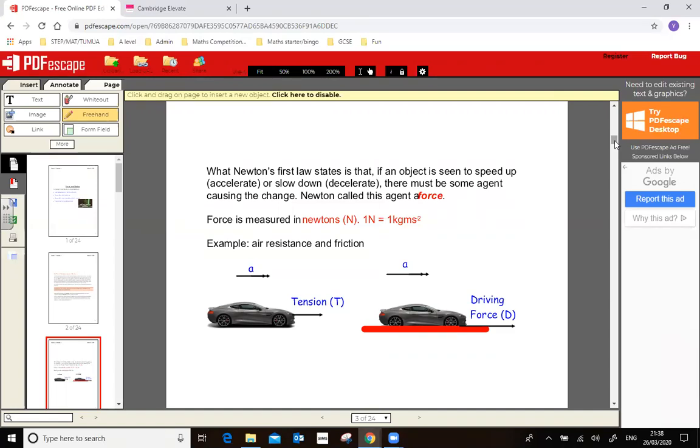There are other forces that exist. We talked about friction. Imagine a car is moving forward, so there might be a driving force. Or if someone is pulling the car forward, then there may be a tension. We'll look at different types of forces later on in this chapter.